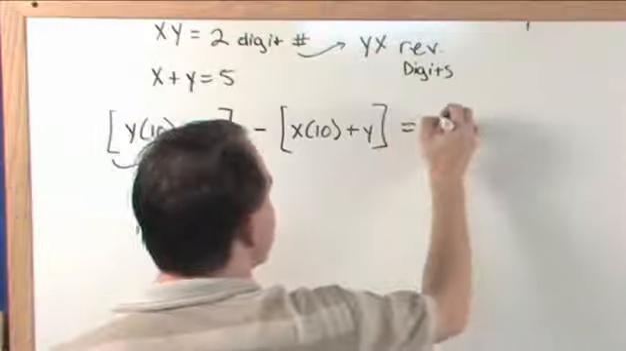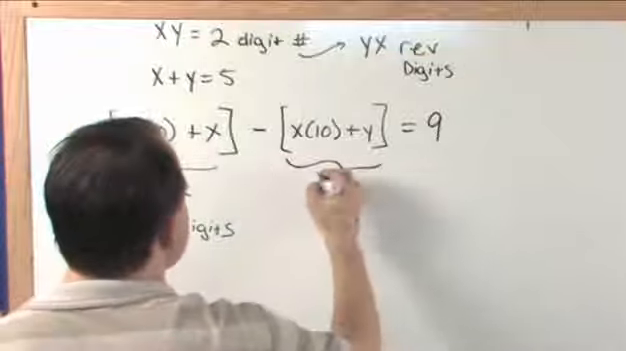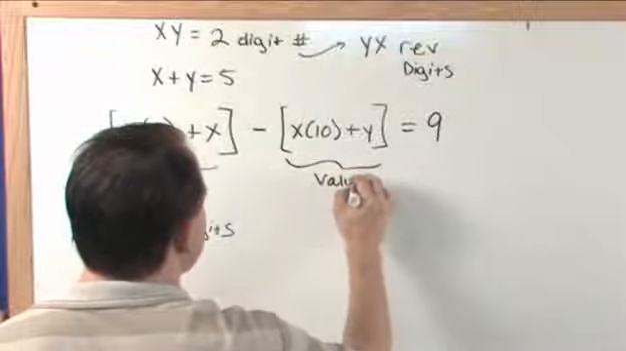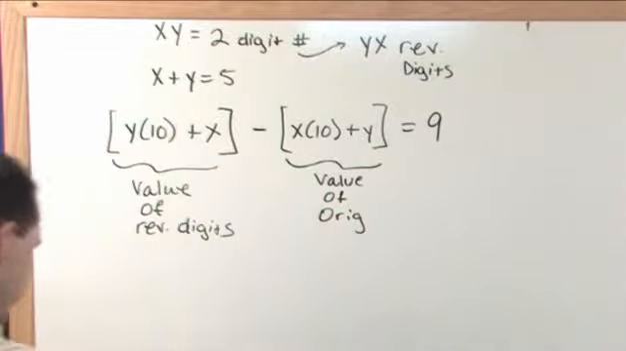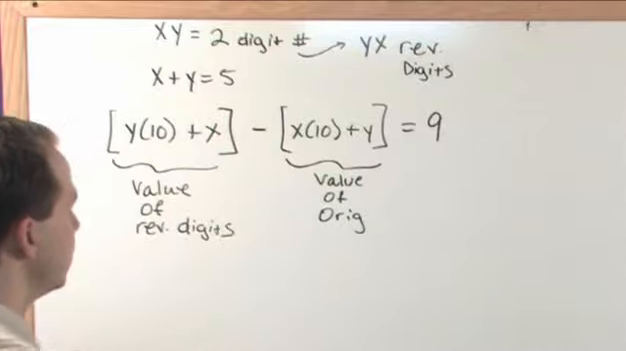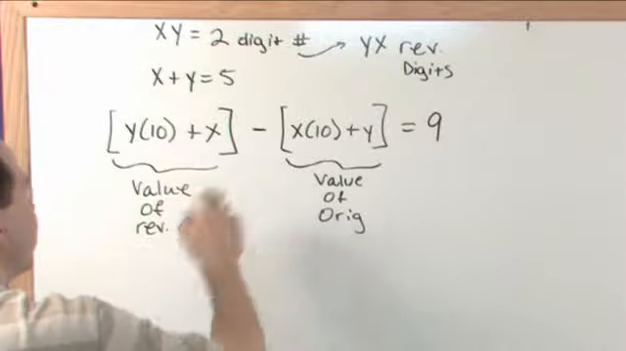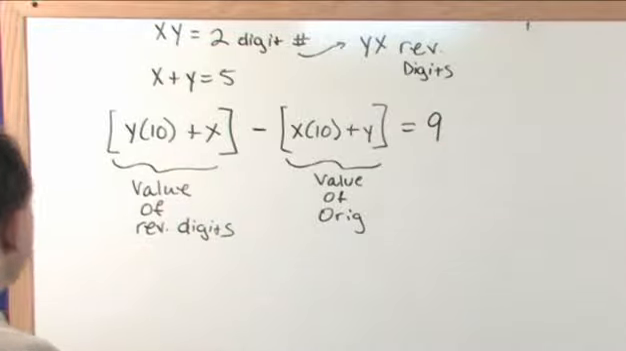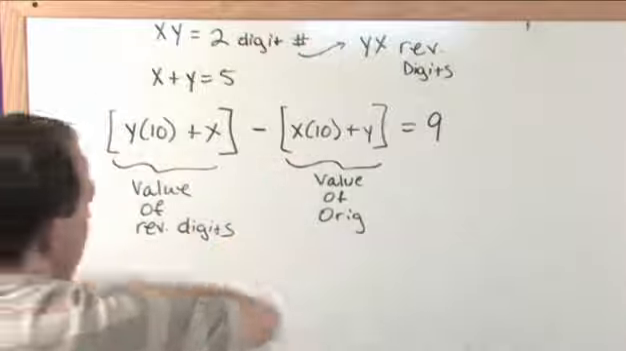And we're saying that this is going to be equal to 9. So the value of the reversed minus the value of the original has got to be equal to 9. Okay? So we're taking these digit problems and busting them out into actual values, and we have to do that in order to subtract them. So now we have two equations and two unknowns, x and y.